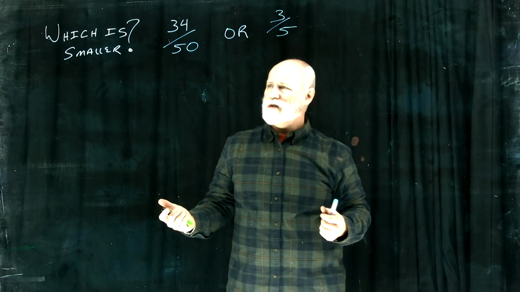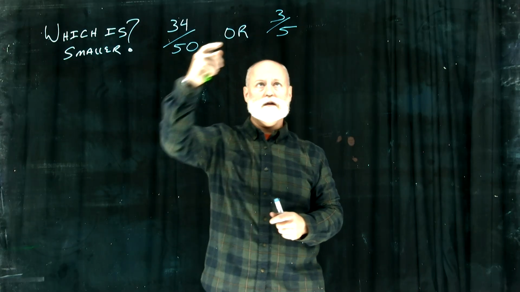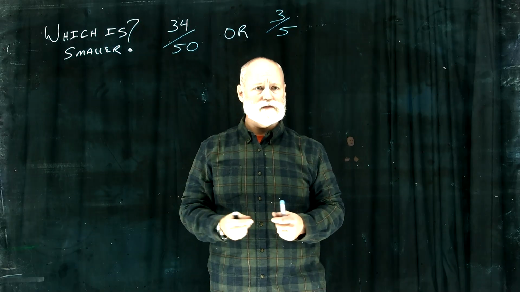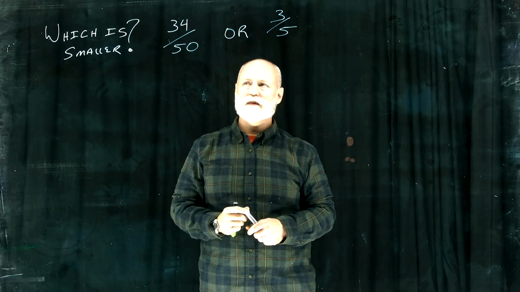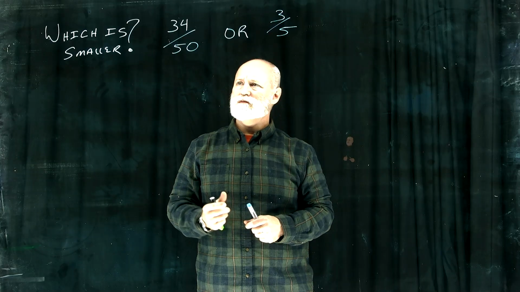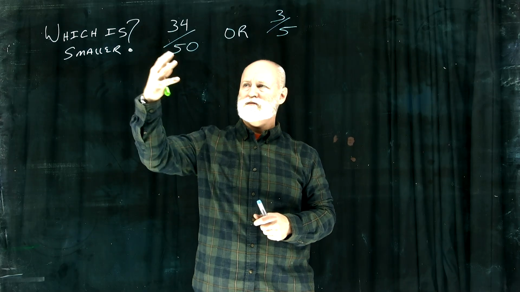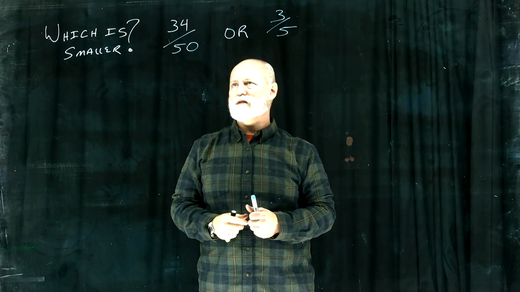Now, we could just grab a calculator, and we could divide 34 by 50 and 3 by 5 and get the equivalent decimals for those. And that's one option, and that does work. But I want to do something a little different. I want to look at this and use the fractions and do this just with what we have on hand here, without any type of calculators.